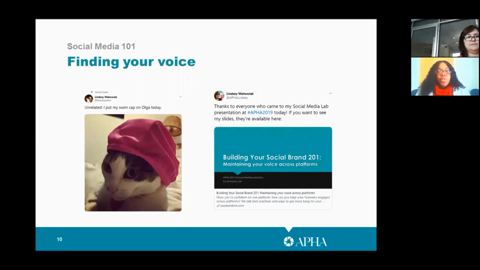So here we have two separate social media accounts from the same person. On the left-hand side, this is Lindsay's. On the left-hand side, we have her personal Twitter account, and then on the right-hand side, we have her work-related Twitter account. So as you can clearly see, there's a difference between the two. On the left-hand side, she's tweeting about her cat. On the right-hand side, she's updating the followers that she has on her Twitter account about the Social Media Lab presentation and just providing information for them. So that's kind of how you want to use those two different platforms. The first one you can be as casual as you want, but the second one you definitely want to remain work-related at all times.